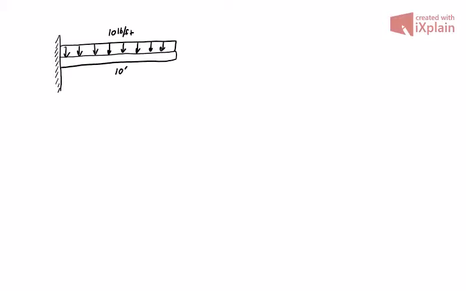This is lesson 26, example problem number 3. We have a cantilever beam with a 10 pounds per foot uniform distributed load across the top of it, and it is 10 feet long. It asks us to solve for the reaction forces and then draw the shear and moment diagrams.